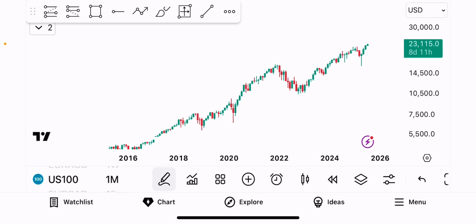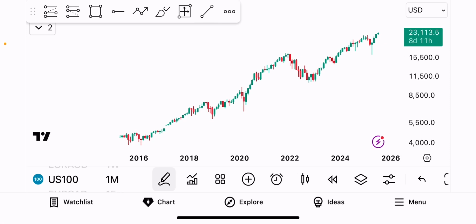Today we are looking into US100, and I'm going to make a technical analysis on this pair starting from the monthly time frame down to the daily time frame. This is to help us understand where we have the highest probability for the next potential move on this asset. So let's get into the analysis.